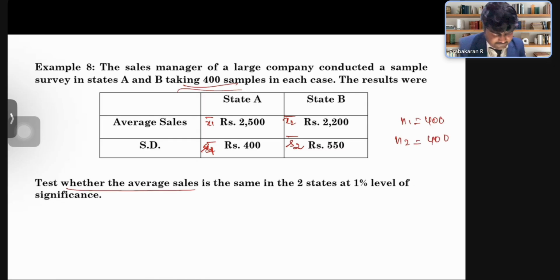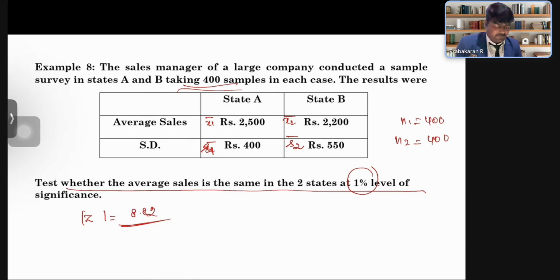Read the question: test whether the average sale is the same in the two states. So this is also a general question. We are going to compare whether the two average sales are same or not, equal or not. That means it's a two tail test. I will give all the clues, but you have to work it out and try to find the answer for this. I'll give the answer also. The z test value is 8.8. Just check.